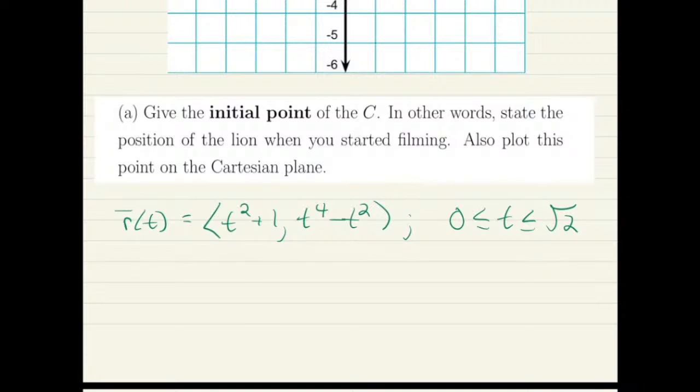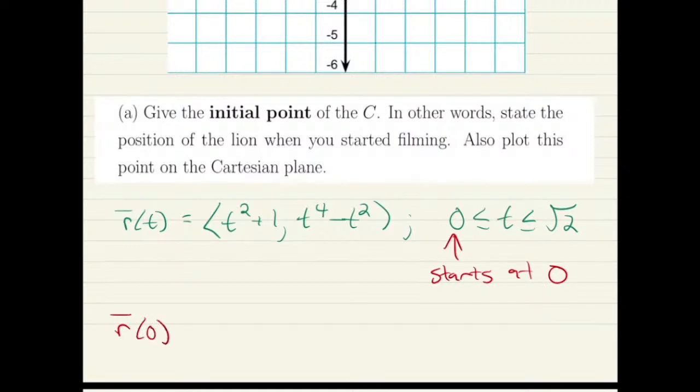What is the initial point, though? Well, in other words, state the position of the lion where you first started filming. So the initial point is where things started, where the curve starts. Also, plot this point on the Cartesian plane. We already talked about this. Things start at time equals zero here. t equals zero. So I plug that into r. That will give me the initial point.